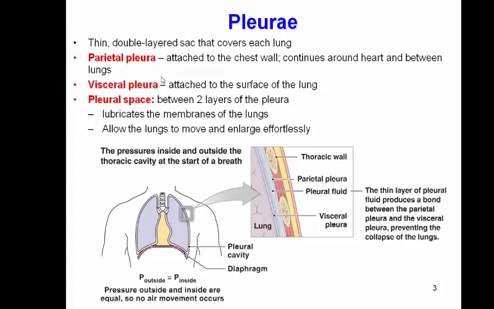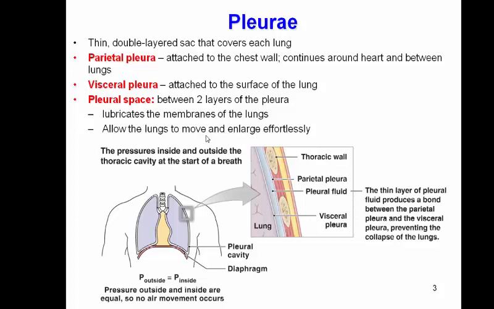Now that sets up a very small space between the visceral and the parietal pleura, and that very small space is critically important to lung function, as it does two things. It helps to lubricate the membranes of the lungs to reduce friction, and in doing so it allows the lungs to move and expand and to contract effortlessly. If there was a lot of friction, then our muscular system would have to exert more force to cause that expansion in lung tissue.